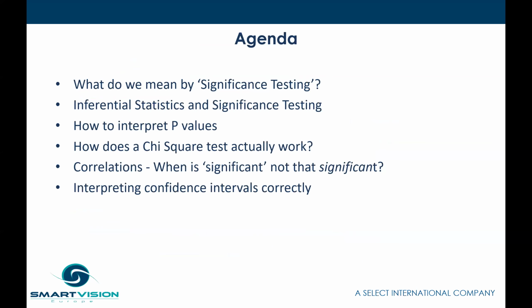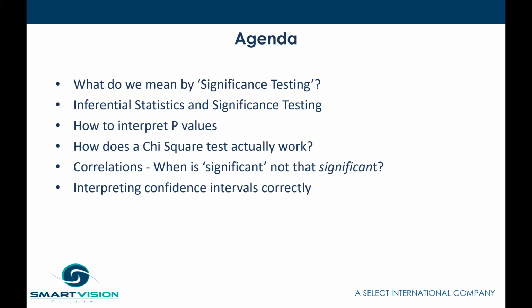Our agenda today is to start off talking about the term significance testing and the background to that, where that comes from, and then introduce you gently to the difference between descriptive statistics and inferential statistics and how inferential statistics is linked to significance testing, before we move on to interpreting probability values within the context of significance testing, sometimes called p-values. And then we're going to look at three different applications.